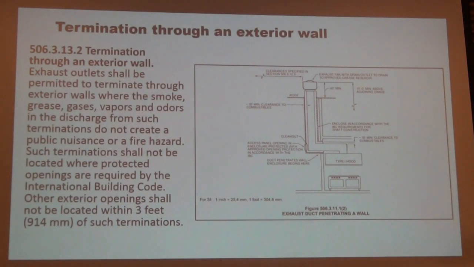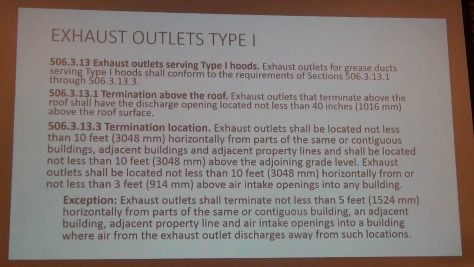Going back to that other slide for a second, what is same or contiguous? 313.3: exhaust outlet shall be located not less than 10 feet horizontally from parts of the same or contiguous buildings. What's contiguous? That means the buildings are right next to each other, in line.